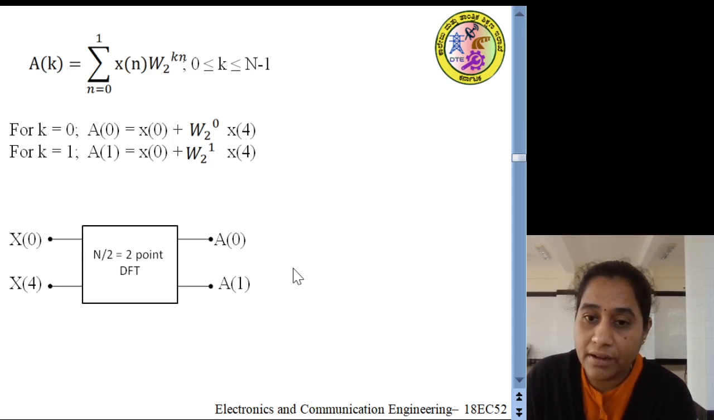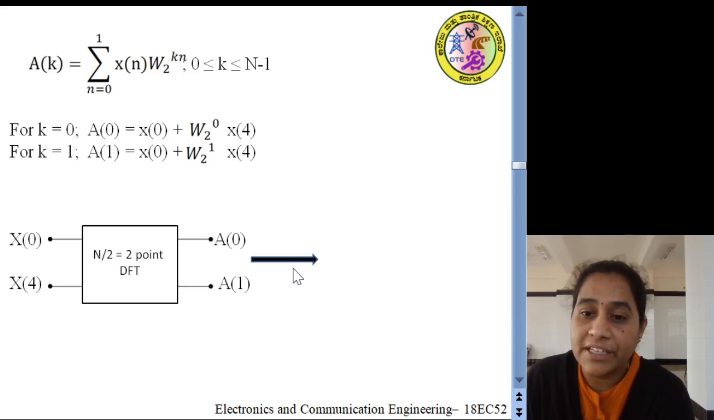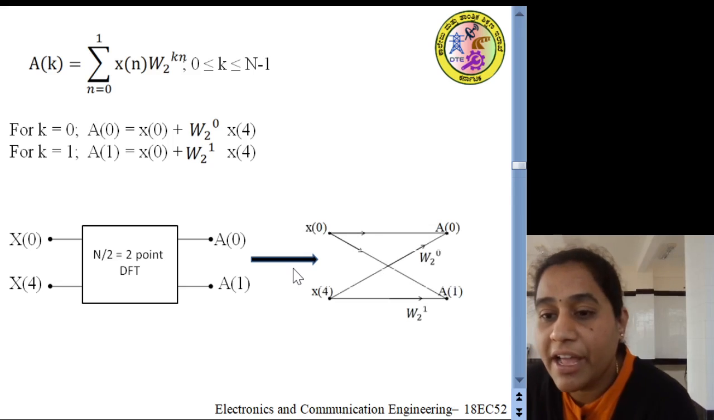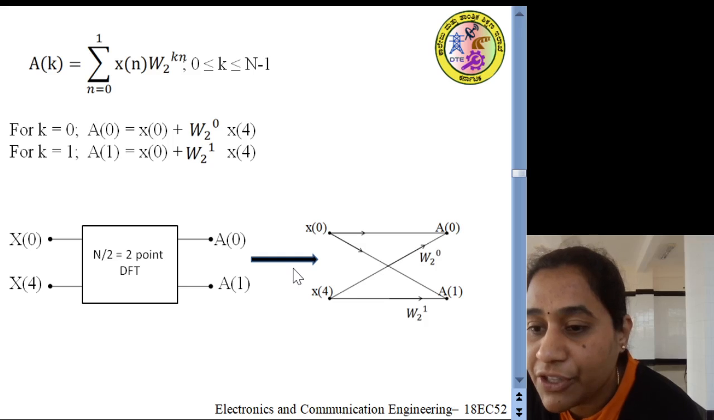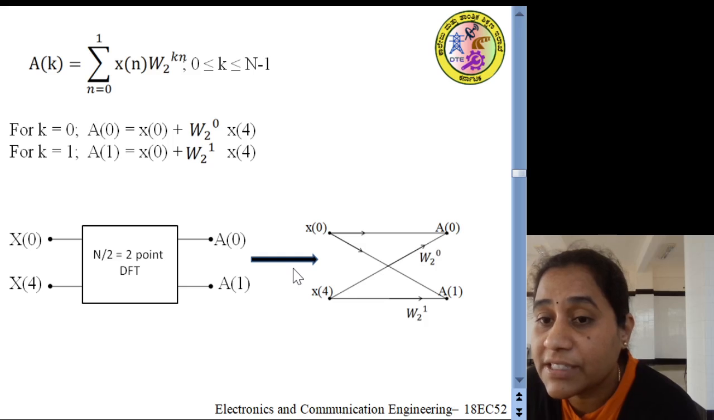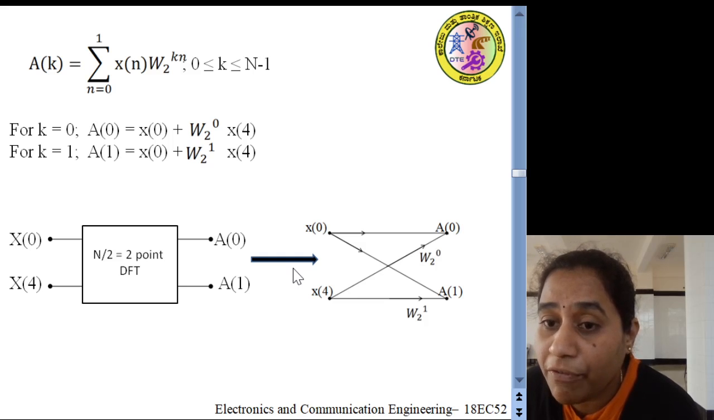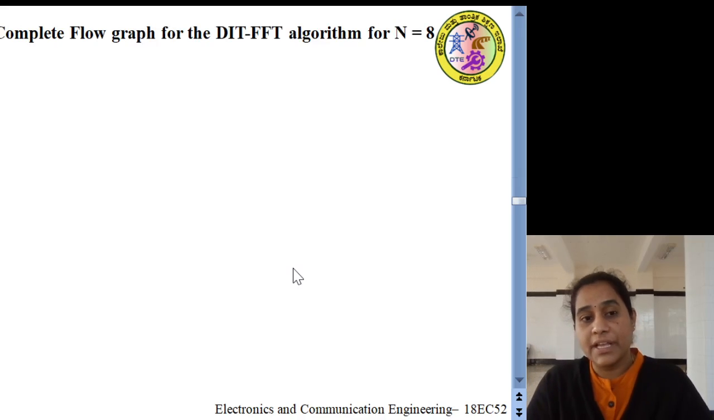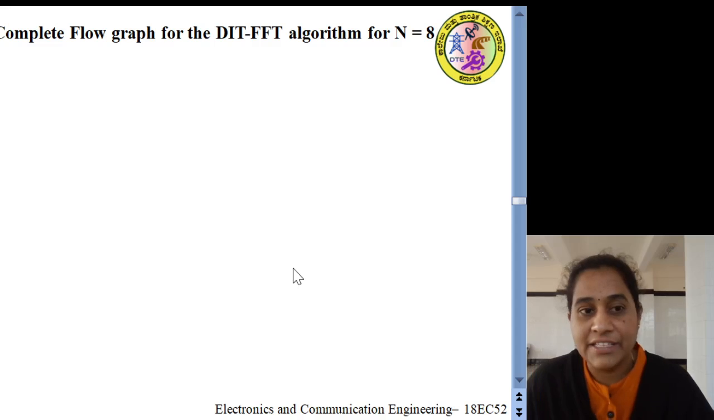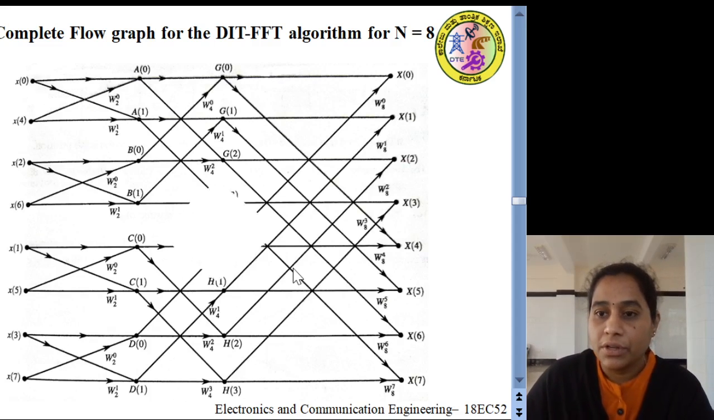Okay. So if we write this n by 2, that is the 2-point DFT, by considering x of 0 and x of 4, we obtain A of 0 and A of 1. So A of 0 is equal to x of 0 plus W2 raised to the power of 0 into x of 4, and A of 1 is equal to x of 0 plus W2 raised to the power of 1 into x of 4. So using that block, we can write the complete flow graph for the DIT FFT algorithm for the value of n equal to 8. So this is how we can write.